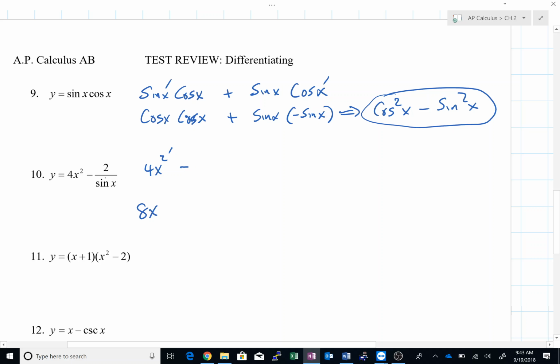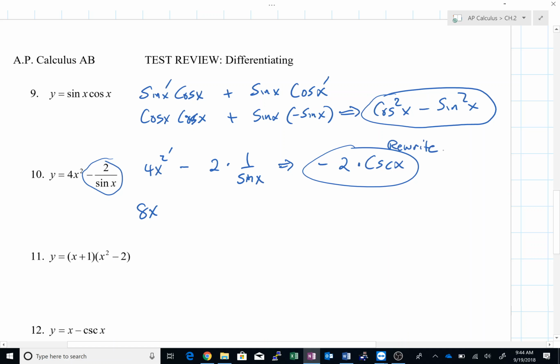Now, can I rewrite this? I don't want to use quotient rule. I can. This is going to be looked at as 2 times 1 over sine. And 1 over sine is cosecant. Okay? So this really becomes minus 2 times cosecant of x. So we haven't differentiated yet, but all I did was rewrite this. This is just the rewrite.